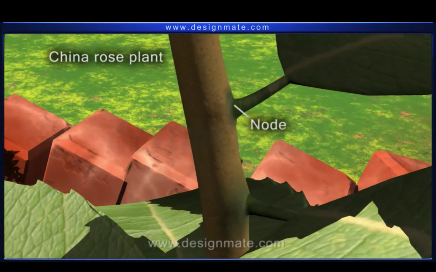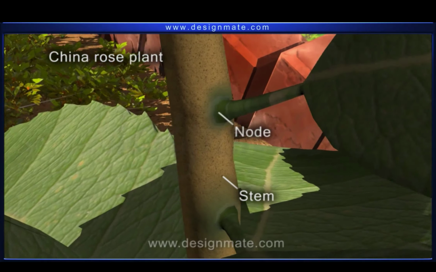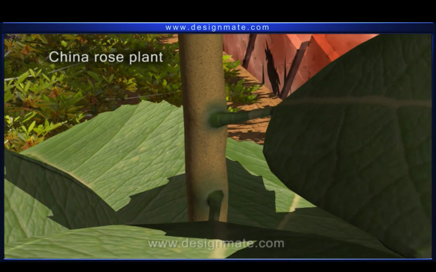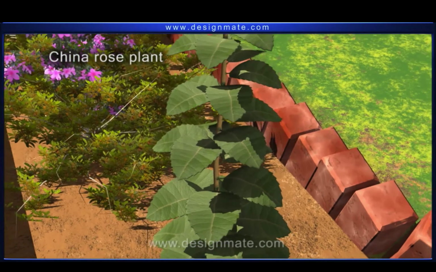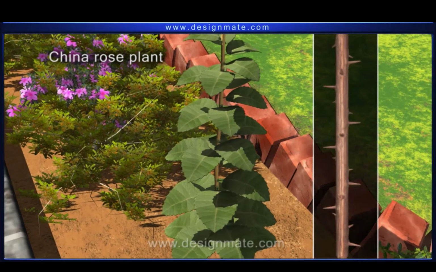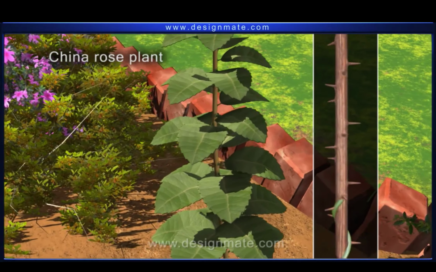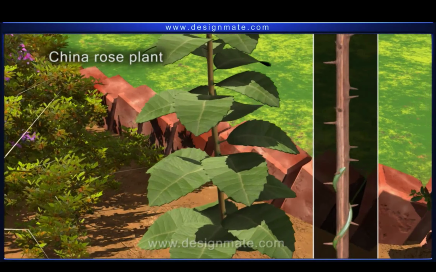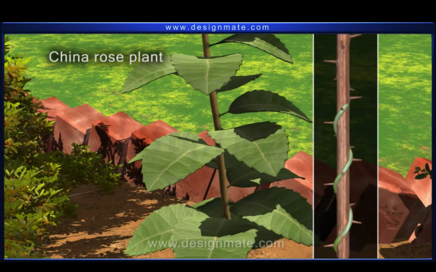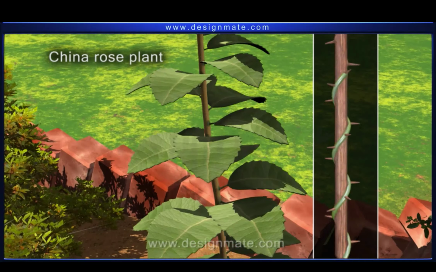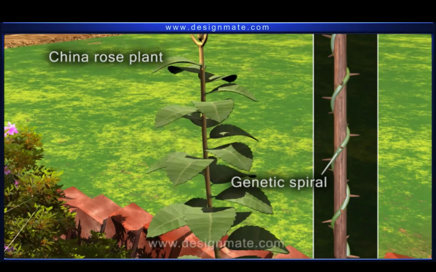Each leaf arises from a node present on the stem. Let us represent the plant schematically for a better understanding. If we join the bases of the successive leaves, we find that the line gets oriented in the form of a spiral. This imaginary spiral line is known as genetic spiral.